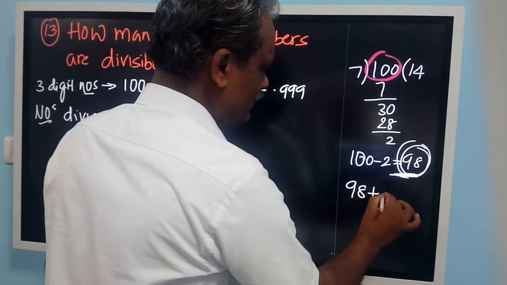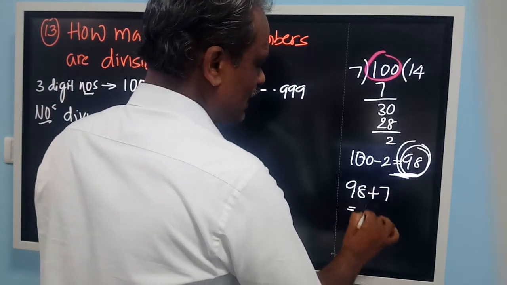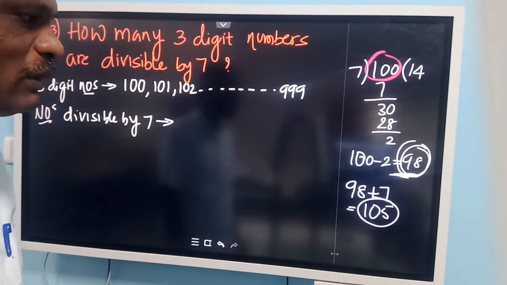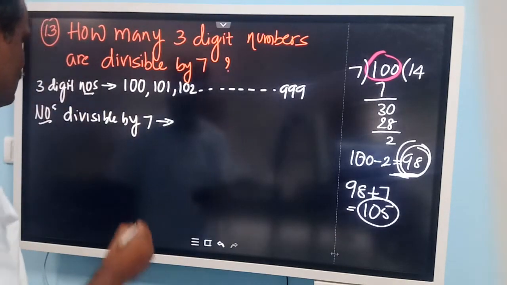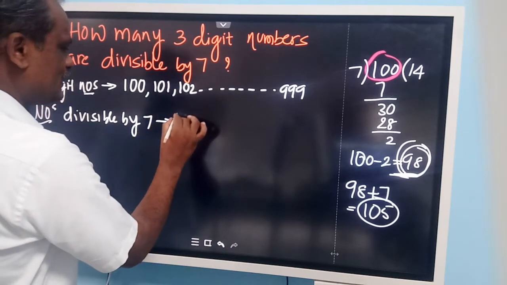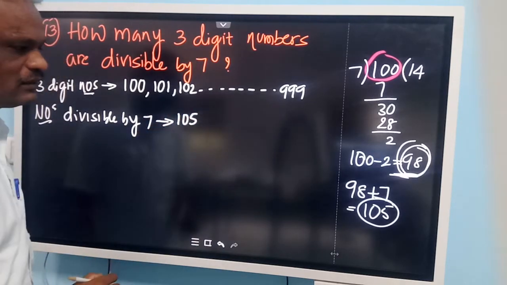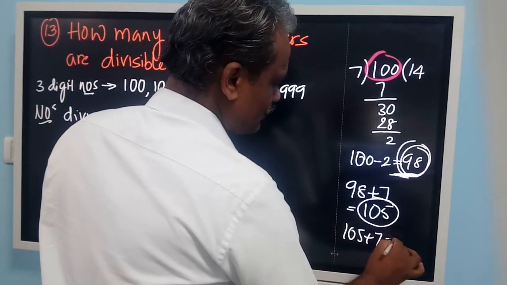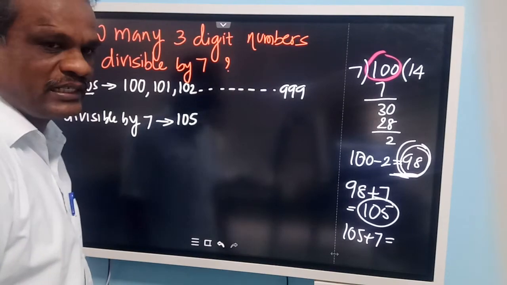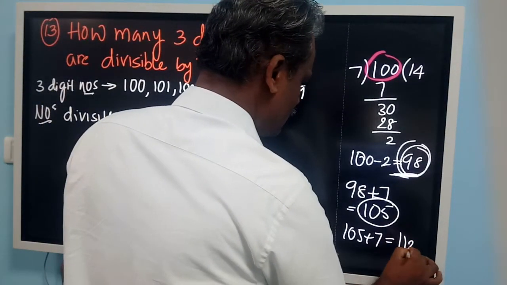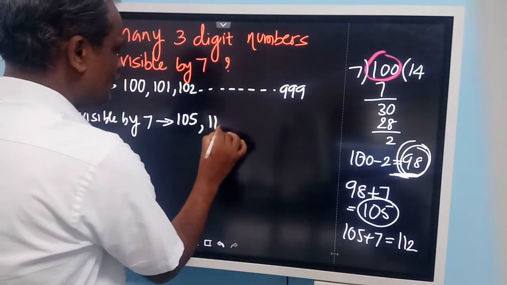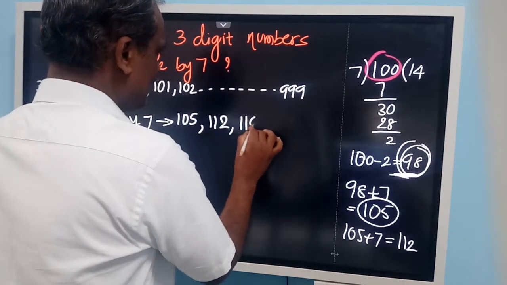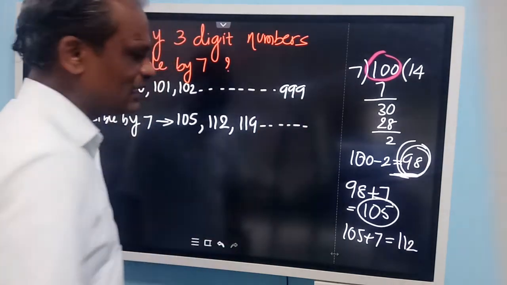Add 7 to this one. Again add 7 to this one. It becomes 105. So this is the smallest 3-digit number that is divisible by 7. So the first number is 105. Then add 7 to this one. 105 plus 7, what is the next number? 112. Next number, add 7 to this one, so 119. The last number is 999.